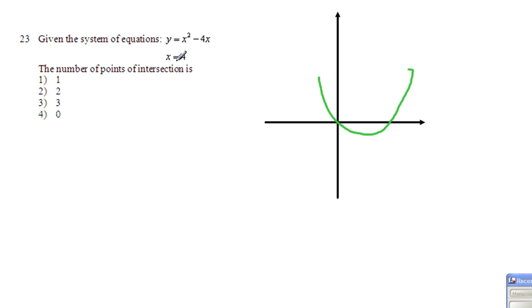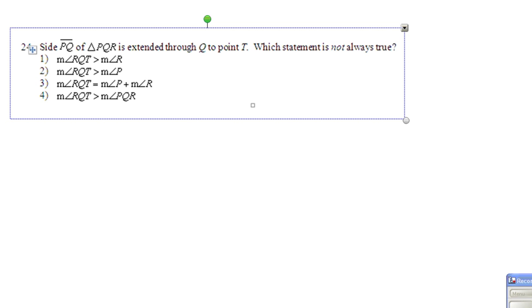Now here x equals 4. X equals 4 means it's going to be a vertical line like that. That means there's only one such possibility. Alright, number 24.